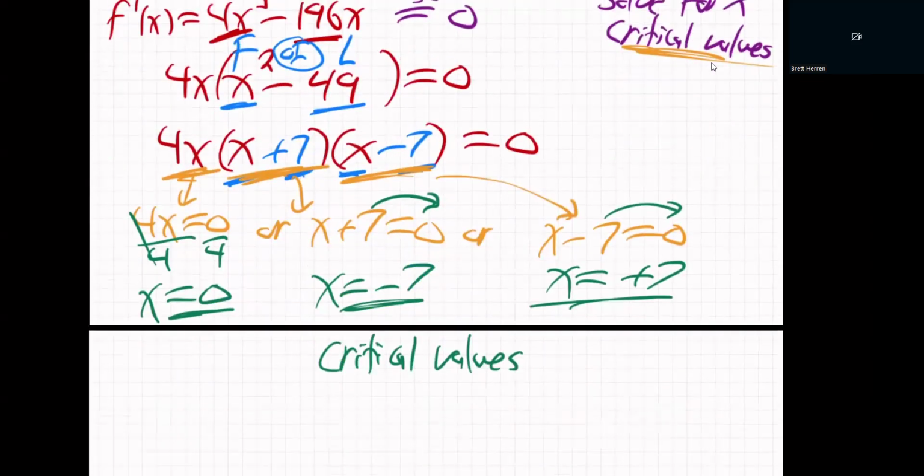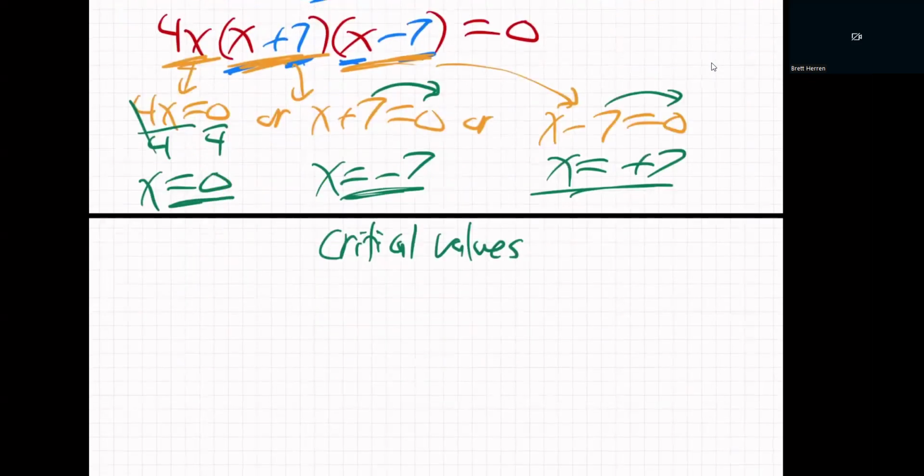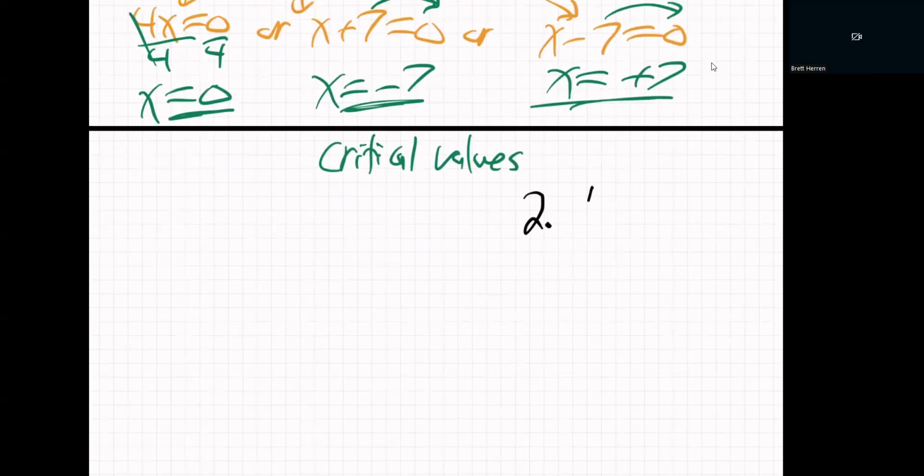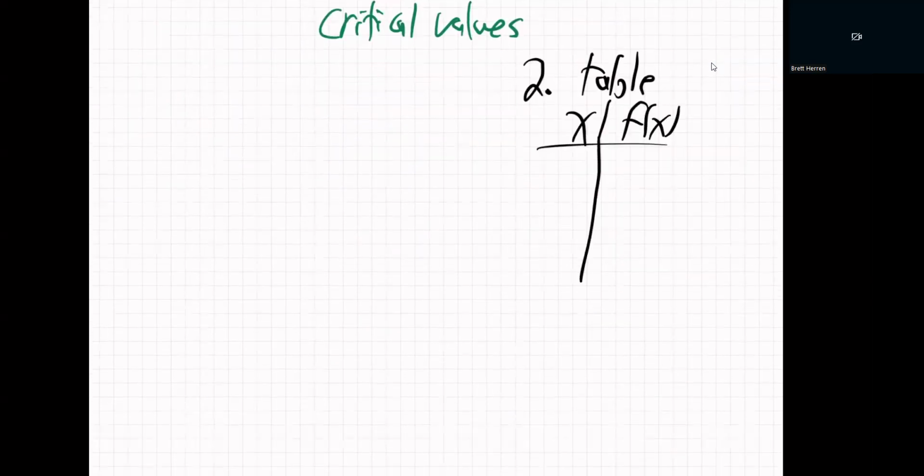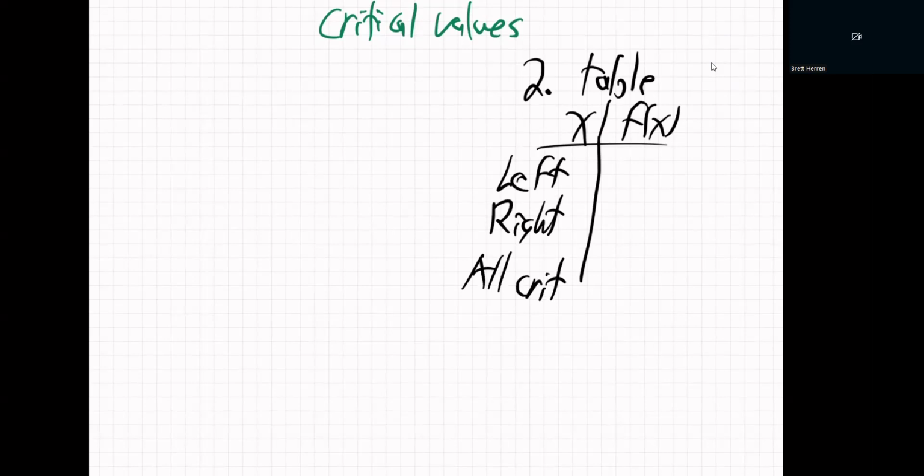Okay. So step 2, make a table that's going to have x and f of x. And what you're going to put is the left edge, the right edge, and all critical numbers within the left and right bounds.